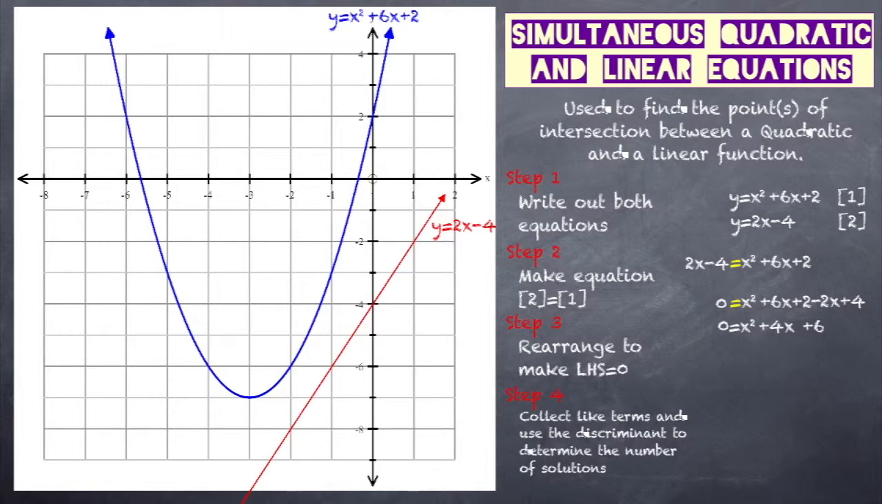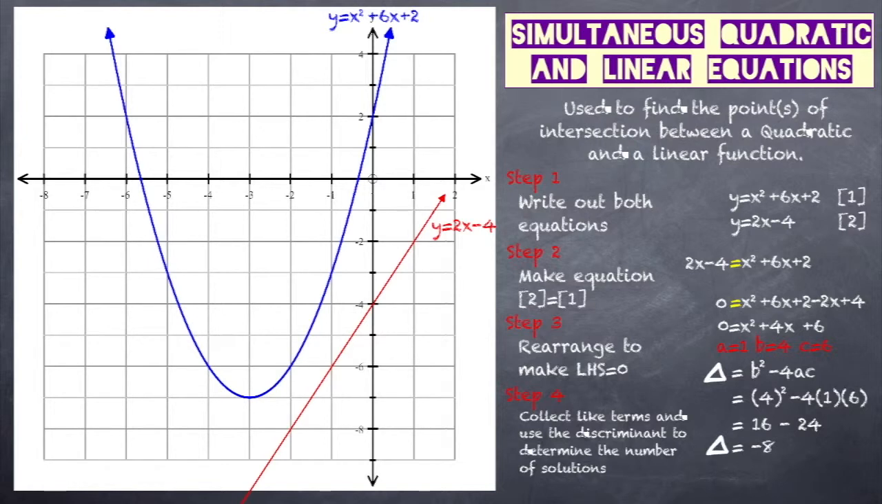So collecting like terms, I end up getting x squared plus 4x plus 6 is equal to 0, and my a, b and c values are going to be a is equal to 1, b is equal to 4, and c is equal to 6. Substituting into the discriminant formula now, that is b squared minus 4ac, I end up getting 4 squared minus 4 times 1 times 6 because b is 4, a is 1 and c is 6. 4 squared is equal to 16, and negative 4 times 1 times 6 is equal to negative 24.